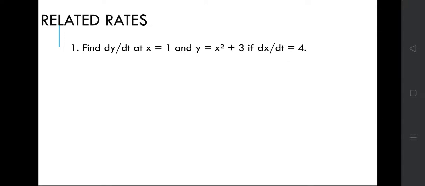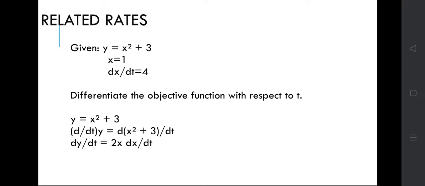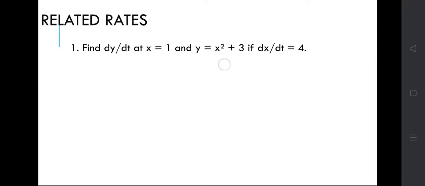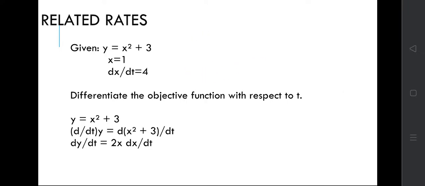So first, punta muna tayo sa mga word problems. Find the derivative of y with respect to t at x is equal to 1 and y is equal to x squared plus 3 if the derivative of x with respect to t is equal to 4. So, medyo technical siya, parang wala pa man siya nakikita nating application. Dito muna tayo. So, ang given daw umano is ito, yung equation y is equal to x squared plus 3, x is equal to 1, and the derivative of x with respect to t is equal to 4.